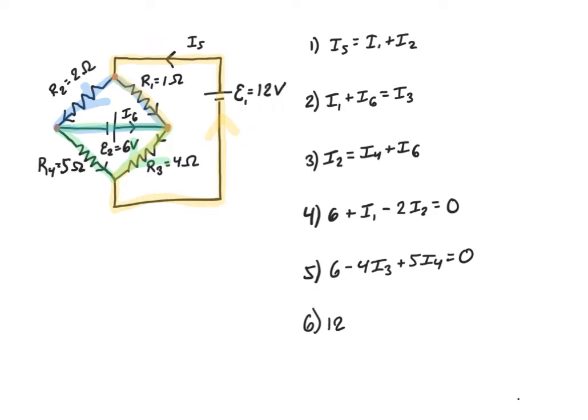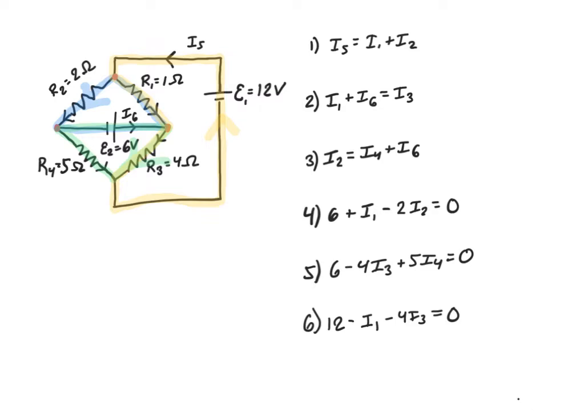But I get 12 plus 12. I'm going the correct direction through resistor 1, so I get minus 1 ohm times I1. I'm going the correct direction through I3, so I get minus 4 ohms times I3, and that is the complete loop, and so this is 0. So here I have 6 equations.